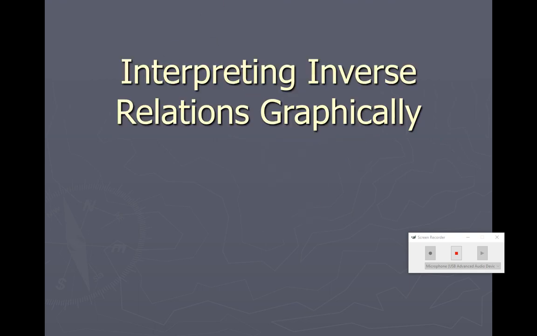All right, folks, today, last lesson of the chapter. Aren't you excited? Maybe. Interpreting inverse relations graphically. Actually, I think I sort of talked about this in the last lesson, but today we get down to it a little more specifically of how we do these graphically.